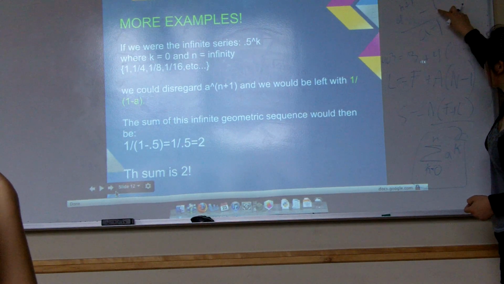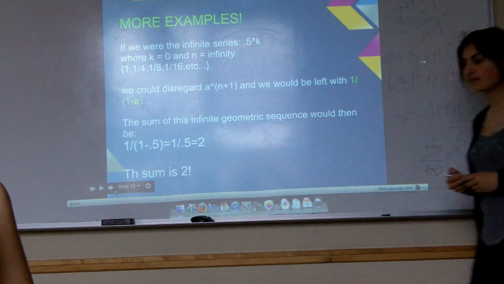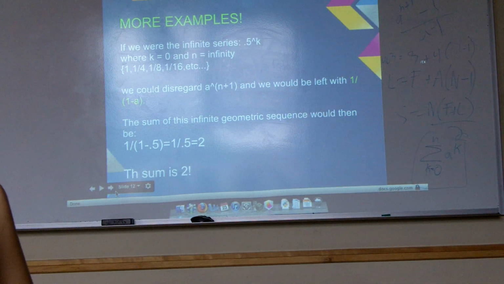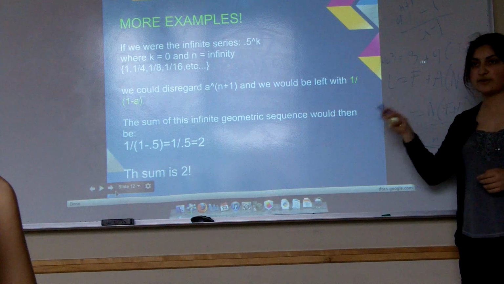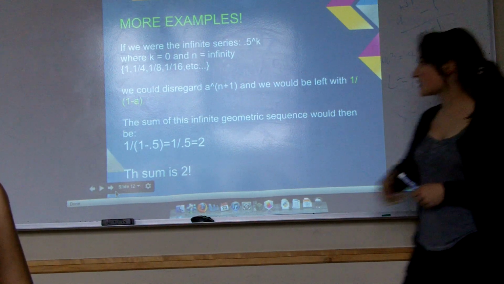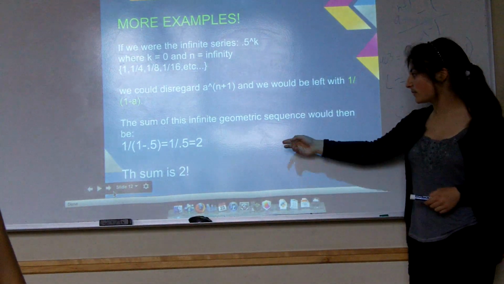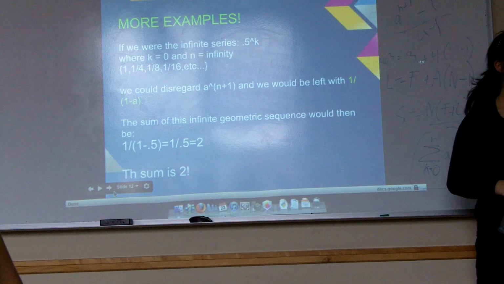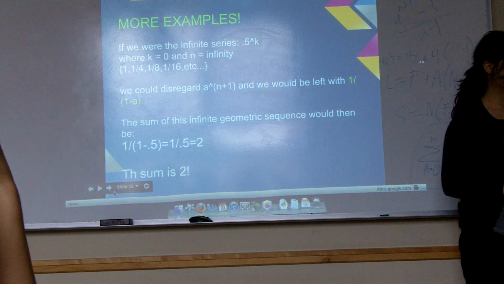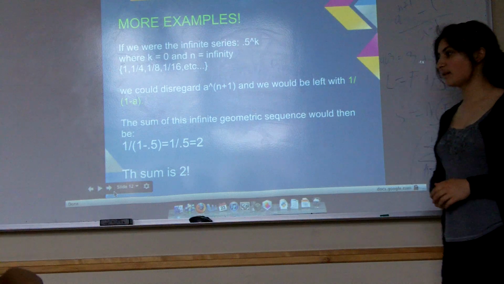So instead we're left with negative 1 over a minus 1, which is really just a divided by 1 minus a. And so then you can actually sum an infinite geometric series if the common ratio is less than 1, which is how we can do the one half series. And this one will equal 2, which is also proving Zeno's paradox, why you will eventually get there mathematically.